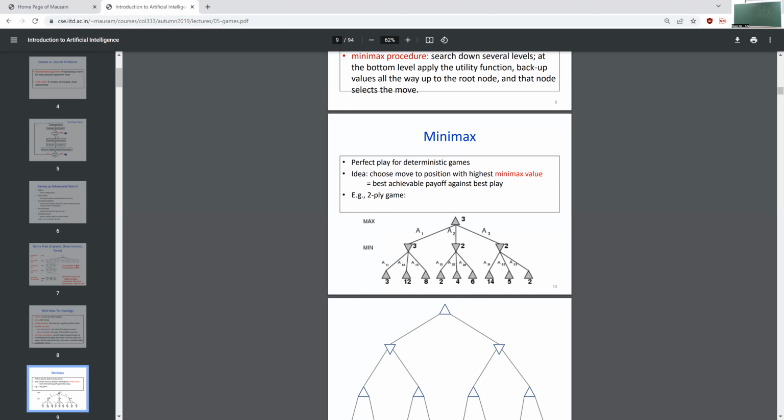So the function assigns a value only for leaf nodes, not for the predecessor nodes. The utility function is defined only for leaf nodes, not for internal nodes. The utility function is given to you, and you can just look up the utility function, and the minimax value of a leaf node is equal to the utility function of that node.